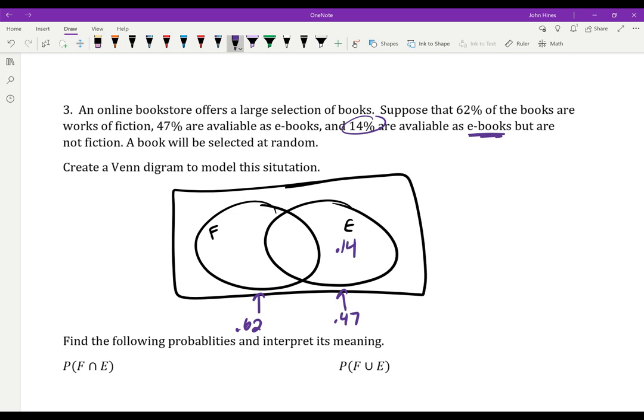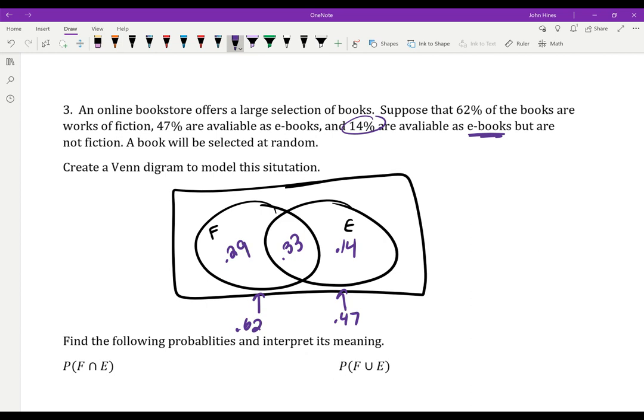So let's finish up this Venn diagram now. I can use subtraction. I know this whole circle is 47. I used up 14. So 0.33 has got to be in the middle. Well, that whole circle is 62. So use subtraction again. I get 0.29.